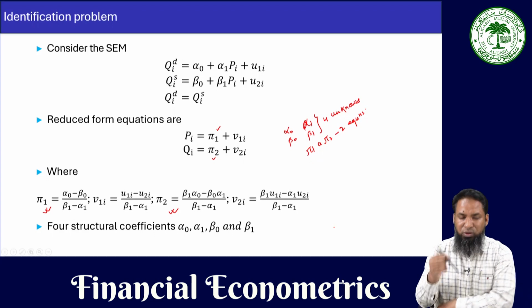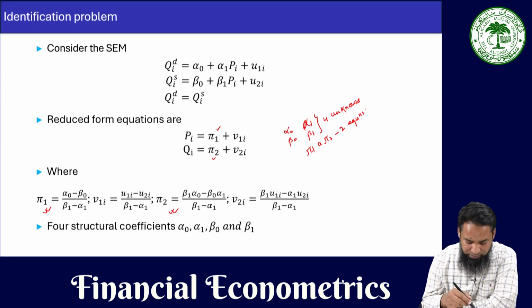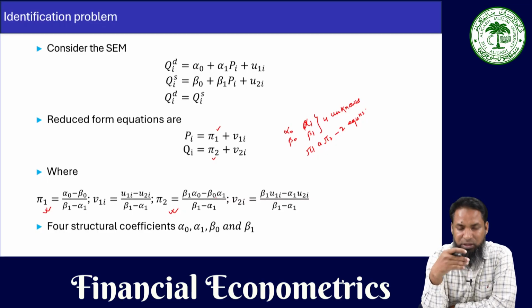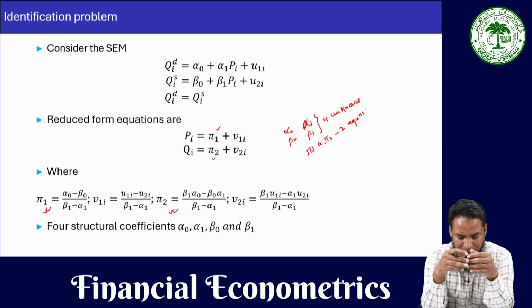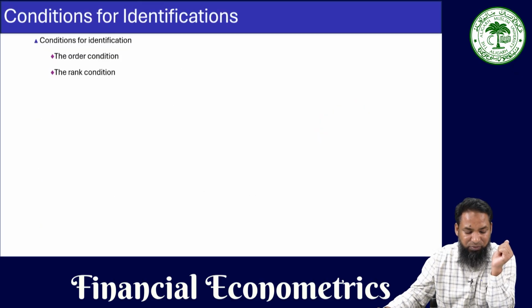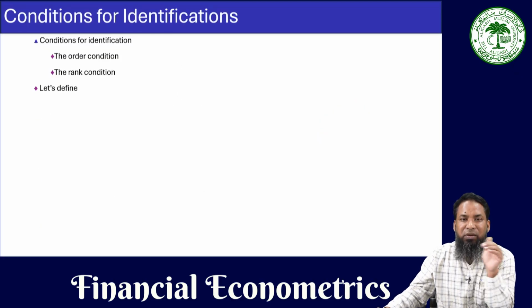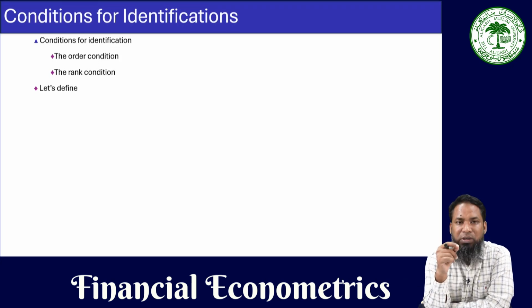However, it is not always easy to use such a mechanism to ascertain whether there will be under identification, exact identification, or over identification, specifically when we have a large number of equations. However, there is a systematic approach through which we can identify, and it becomes easier. That systematic approach is what we know as the conditions for identification, which have two conditions. The first condition is known as the order condition. The second condition is known as the rank condition.